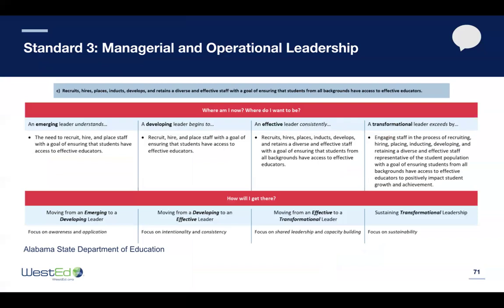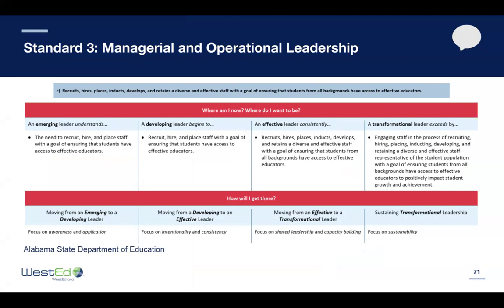Take a moment to reflect on where you are in the leadership journey, particularly in Standard 3, Managerial and Operational Leadership Indicator C. Consider how the strategies we've discussed in this session align with the 4 domains for rapid school improvement and how they fit into your leadership growth across the continuum.